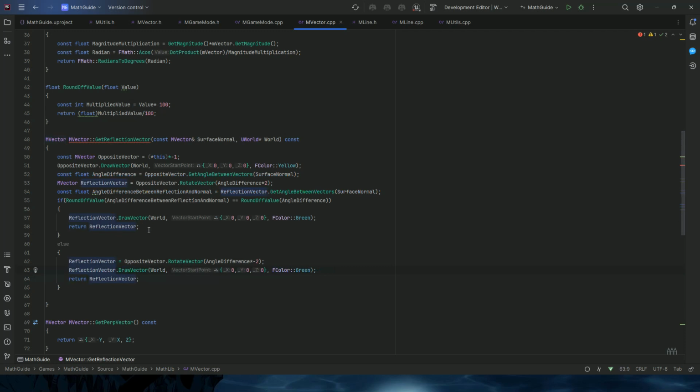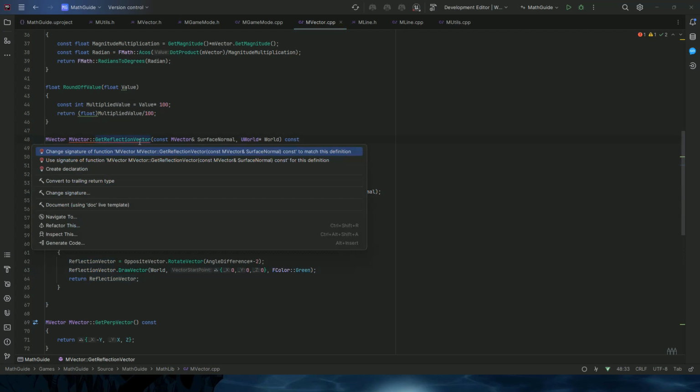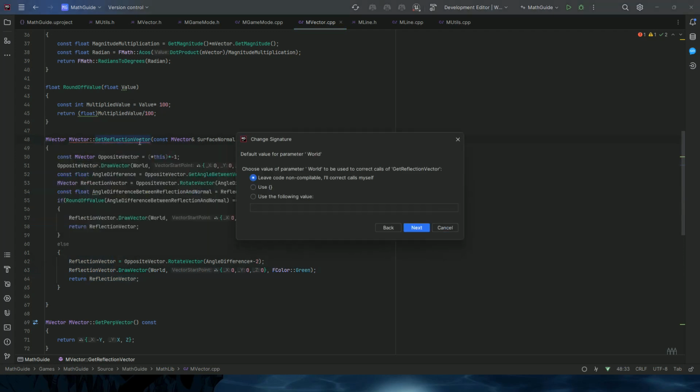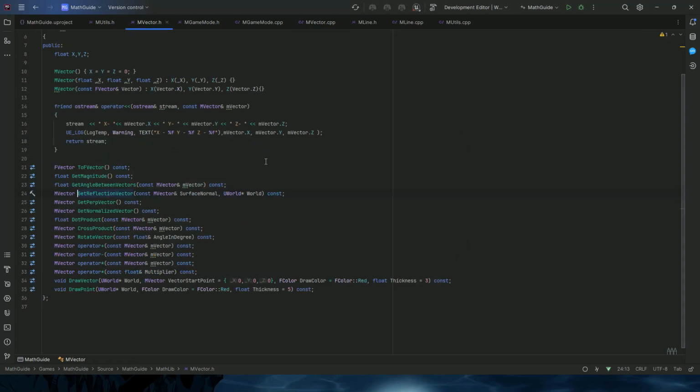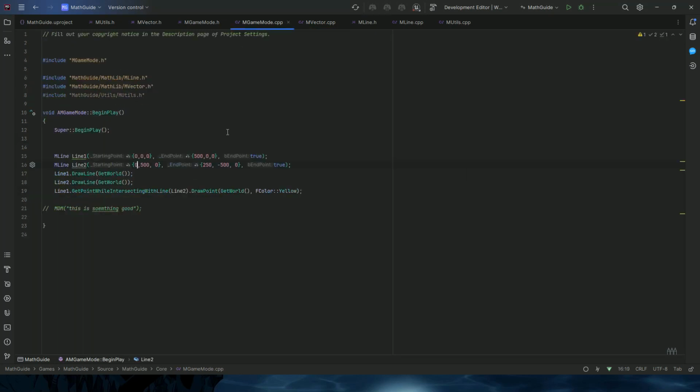Okay. Perfect. We haven't created the, okay, change the signature. Yes, next. And it is there. So go back to the game mode. I will remove the lines. We don't need them.